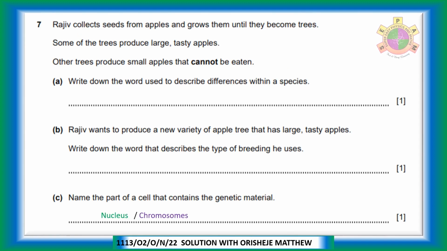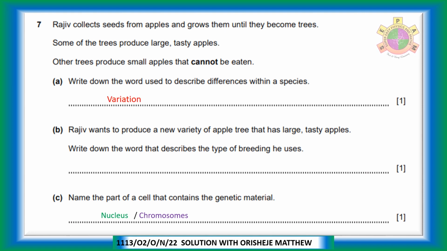Let's go to the next. Question 7. Raji collected seeds from apple and grows them until they become trees. Some of the trees produce large tasty apples. Other trees produce small apples that cannot be eaten. Write down the word used to describe differences within a species of an organism.